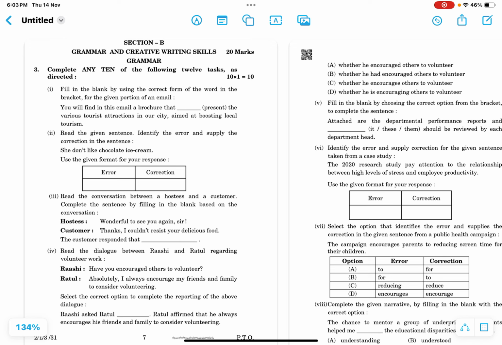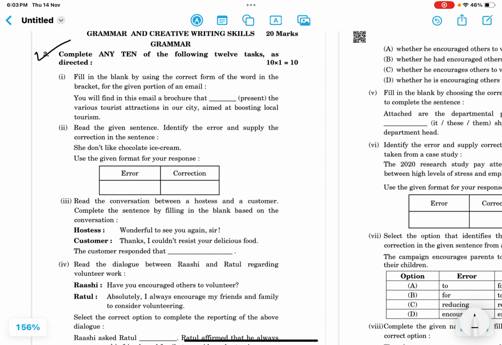So first of all, complete any 10 of the following 12. That means you are to attempt any 10 in which you are 100% sure. First attempt those 10. So without wasting time, let's start the first question.